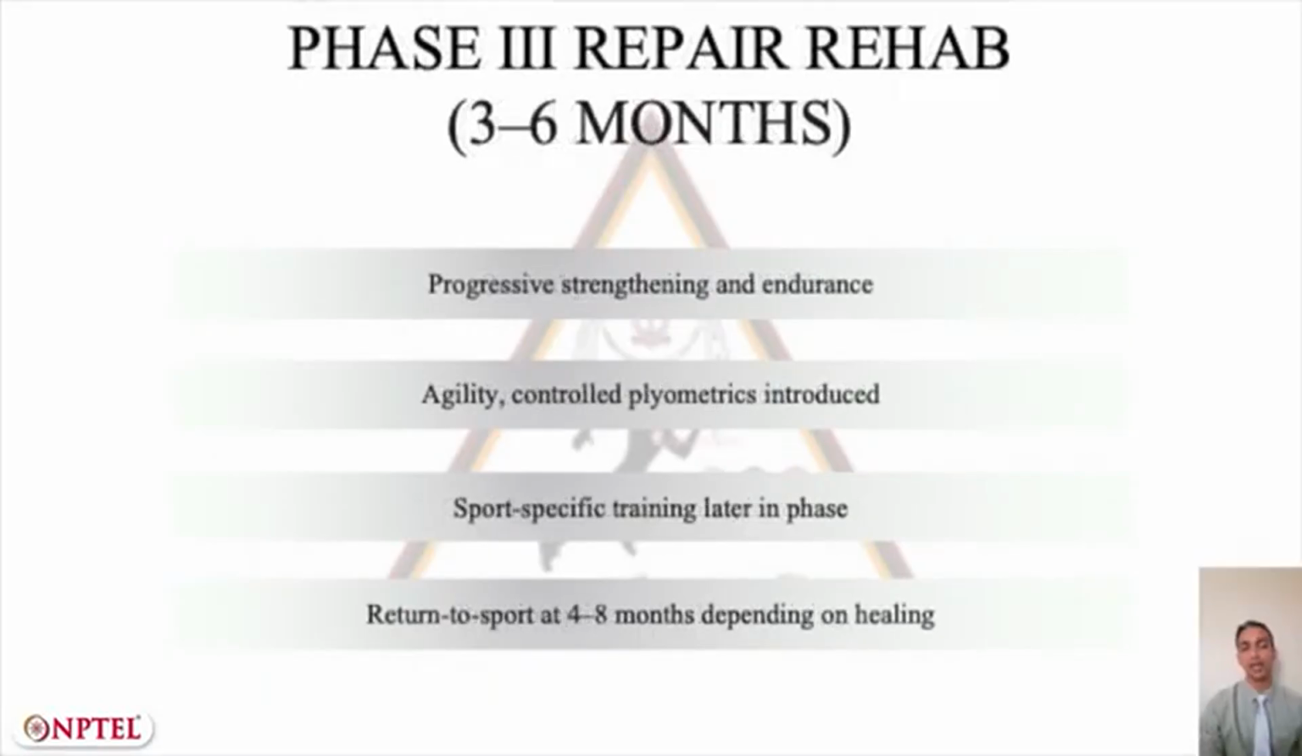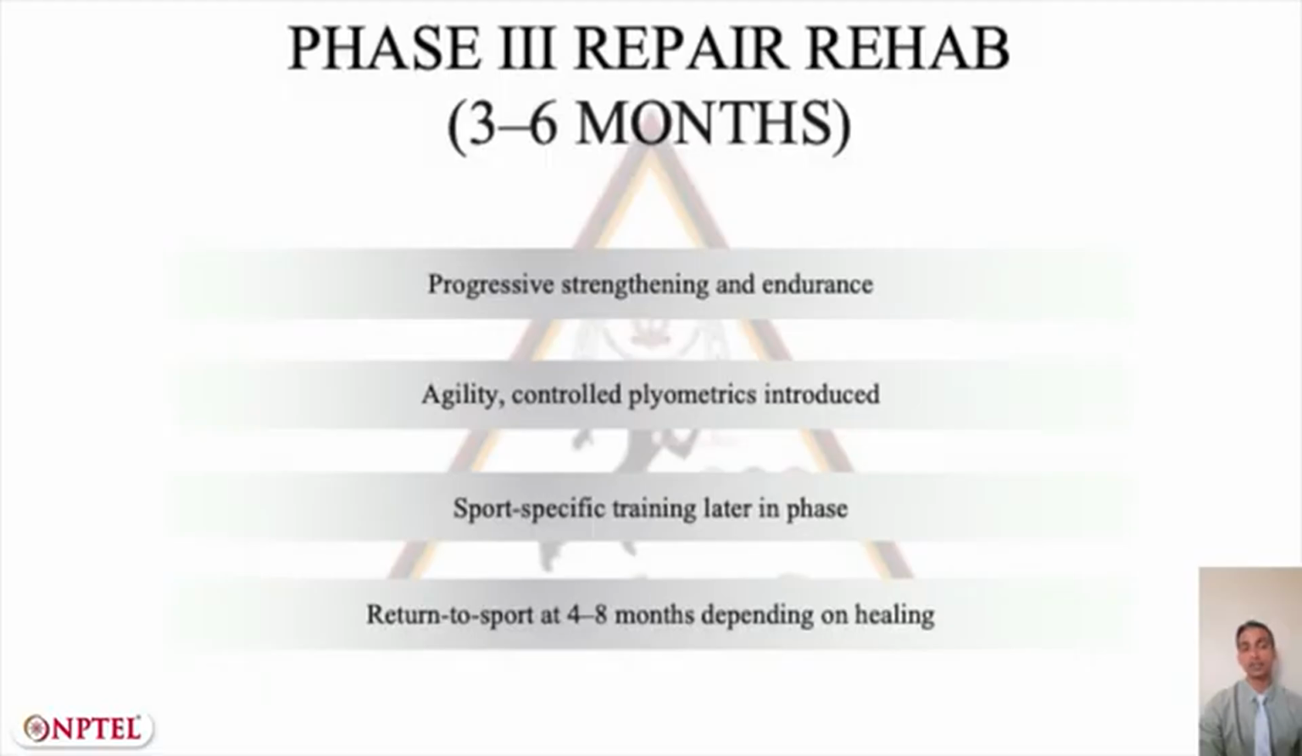In the final phase of rehab, strength and endurance training are intensified. Low-level agility and controlled plyometry exercises are introduced as tolerated by the patient. Sport-specific drills are initiated later in this phase, with careful monitoring for pain or swelling. Return to sport is usually targeted between 4 to 8 months, depending on the type of tear and healing response.